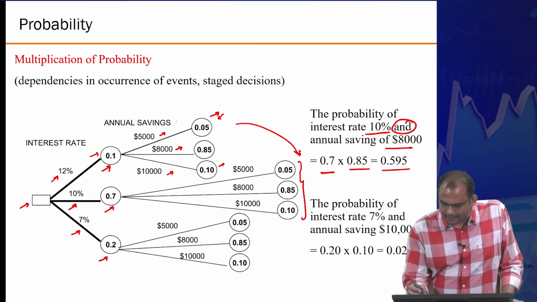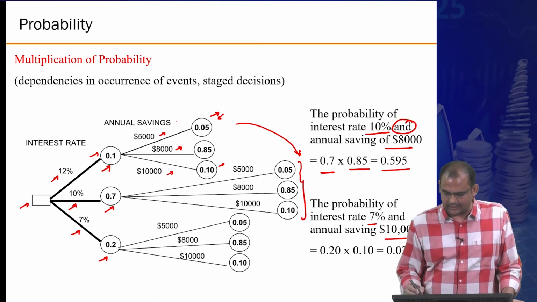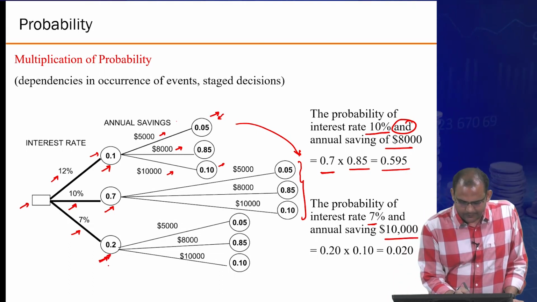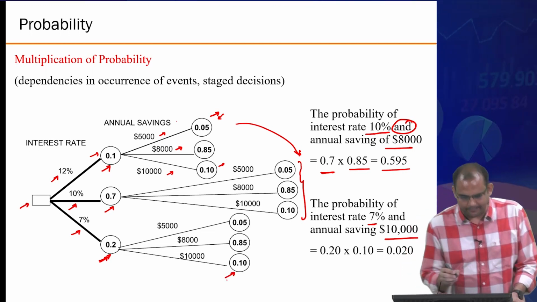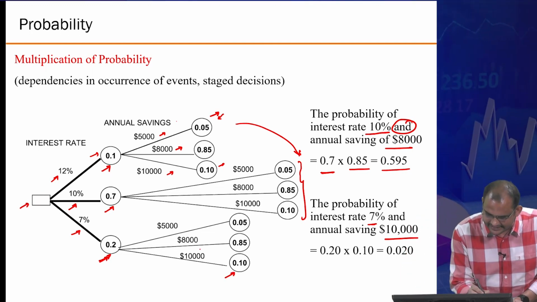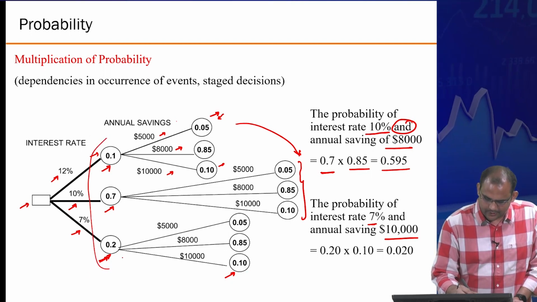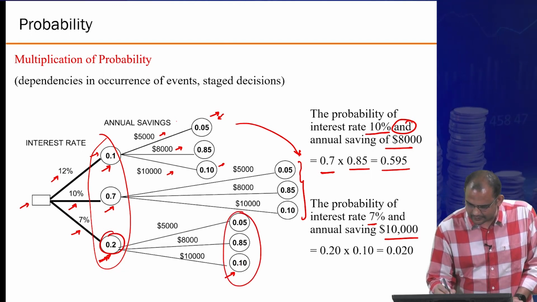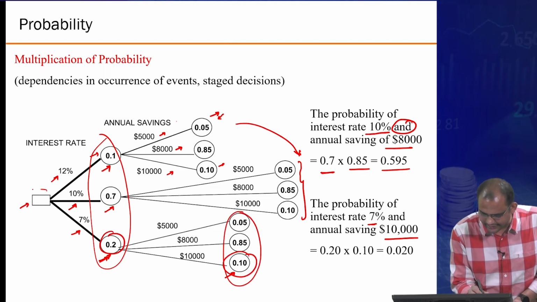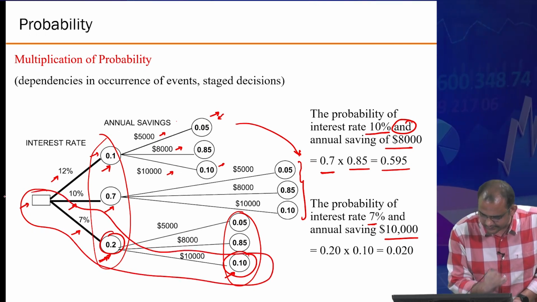Okay. The probability of interest rate 7% and annual savings of $10,000 is 0.2 times the probability on this particular branch. So what I am doing is I am basically selecting the nodes. Out of the first decision is this node, so in this I selected this node. Then the second decision is about this node, so I selected this node. So essentially I end up selecting this particular branch.